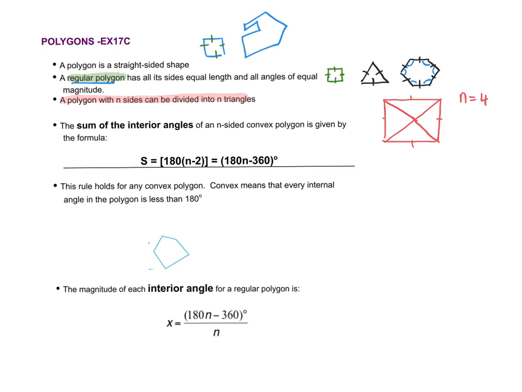Bear with me, I'm trying to draw a regular hexagon here. Regular means they've all got to be equal. I didn't do it too well, but a regular hexagon there is 6-sided. Because its n is 6, I can get 6 triangles. You can see I can divide it up into 6 triangles.